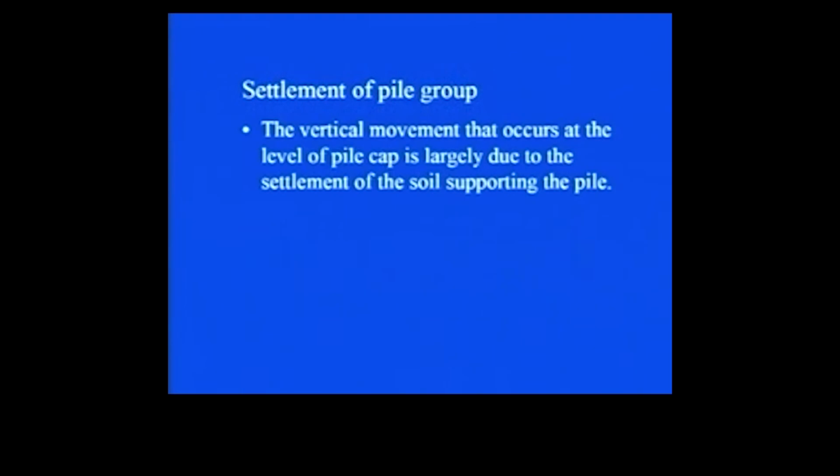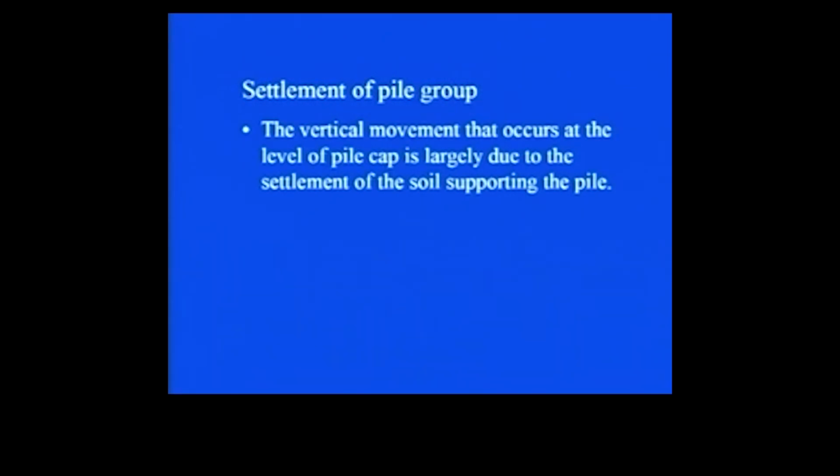For that, the IS code has given recommended standard values for the permissible settlement in different types of soil and different types of foundation. Let us say for isolated footing, for raft or for combined footing, it has prescribed the values of permissible settlement depending on which type of soil the pile has been installed into. But how will we know whether the settlement of the pile group is within the permissible limit or not? For that, first we need to find out the settlement of the pile group. So, how it is done, let us try to see.